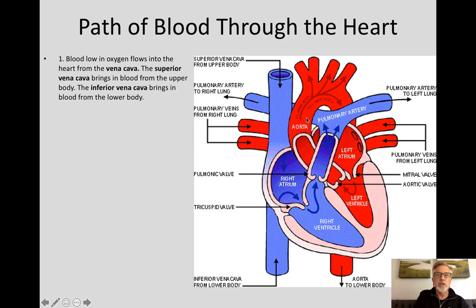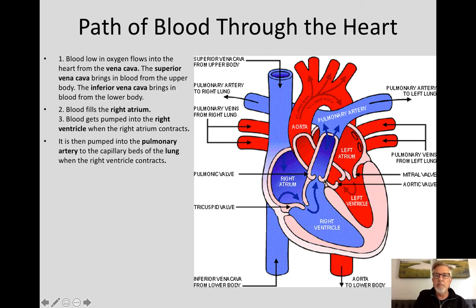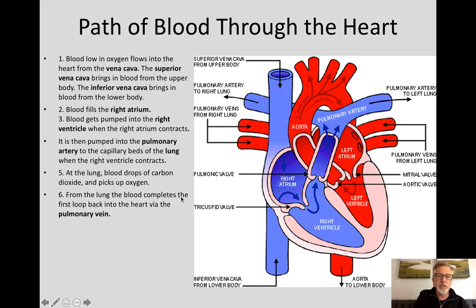Let's look at that entire flow. Blood low in oxygen comes to the heart in the vena cava, the superior one above and the inferior vena cava from the lower part of the body. It dumps blood into the right atrium of the heart. Blood gets pumped into the right ventricle when the right atrium contracts. It is then pumped into the pulmonary artery when the right ventricle contracts. At the lung, blood drops off carbon dioxide and picks up oxygen. From the lung, the blood completes the first loop back to the heart via the pulmonary veins.